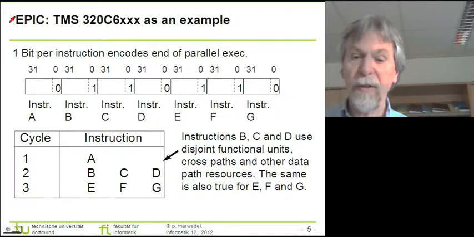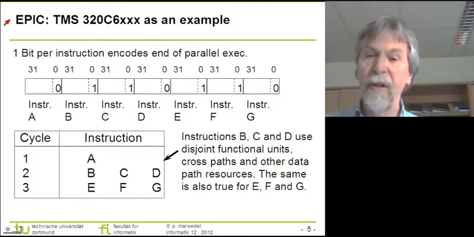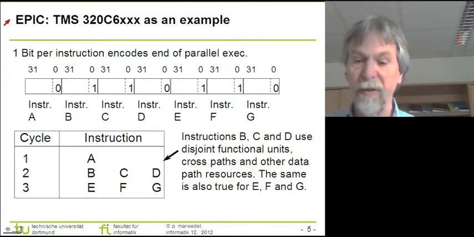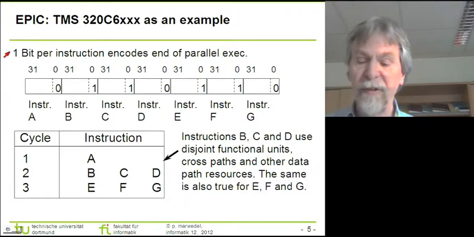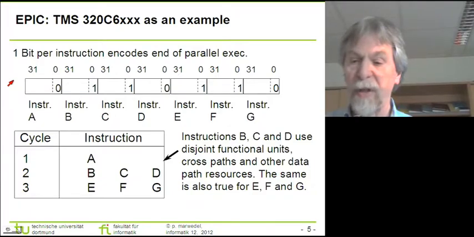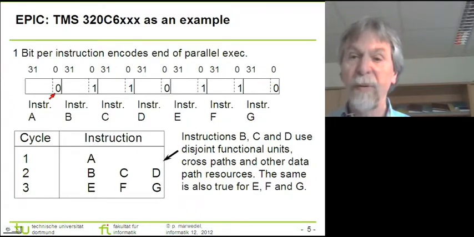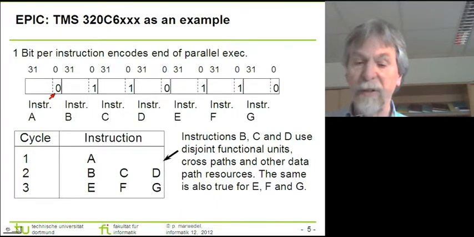I'd like to demonstrate this technique with the help of one example using the TMS C6000. For the C6000, we have instruction packets that comprise a total of 8 instructions, and for each of these instructions there is one bit which is reserved, and this one bit indicates whether or not the next instruction in the package should also be executed in parallel. So if it's a 0, it should not be executed in parallel. If it's a 1, the next should be executed in parallel as well.